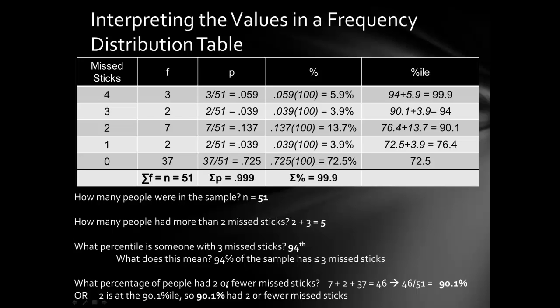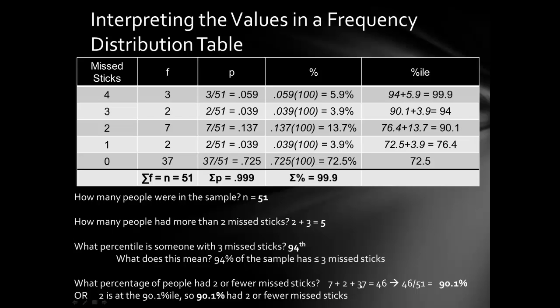Well, this basically describes percentile. What percentage of people had 2 or fewer? So you could go straight to 90.1. Remember, the percentile tells you how many people had that score or lower, 2 or fewer. So 90.1% had 2 or fewer missed sticks.